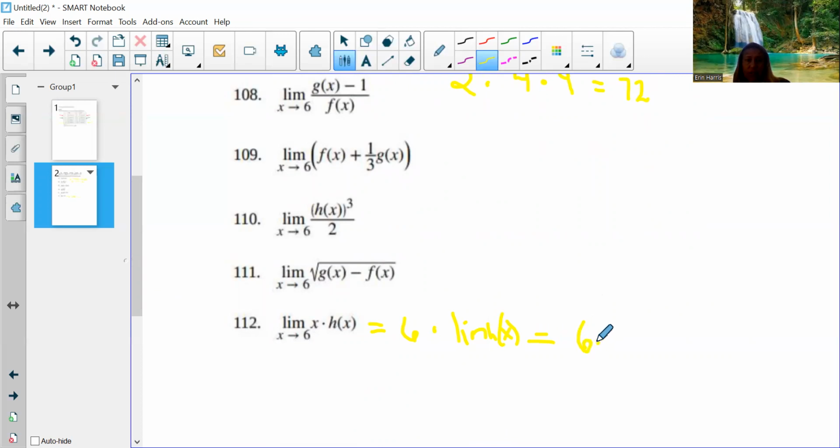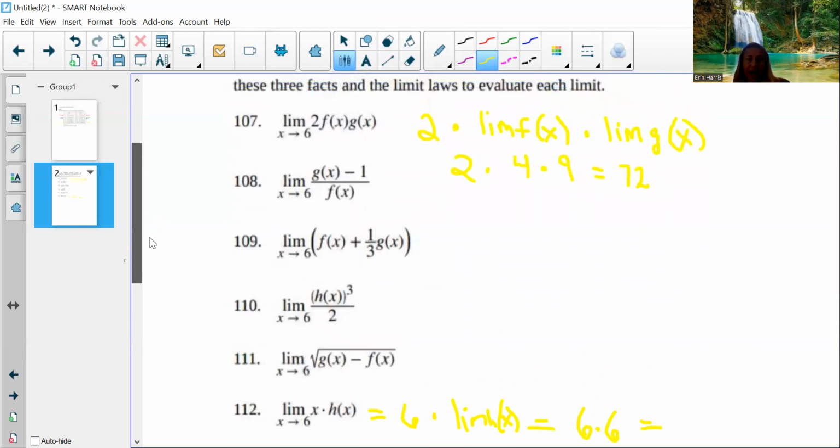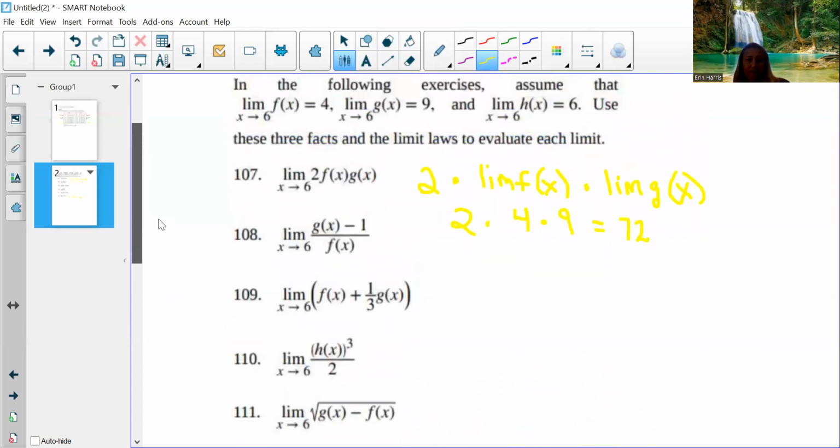So all you're doing is applying, like right here, the limit of the sum is the sum of the limits. So in place of f of x, the limit as x approaches 6 for f of x would be 4, plus, and then you've got a constant multiple, so you just put that in front, and then you put the limit of g of x as x approaches 6, which is 9, and then you compute. That's all the exercises involve with these laws.